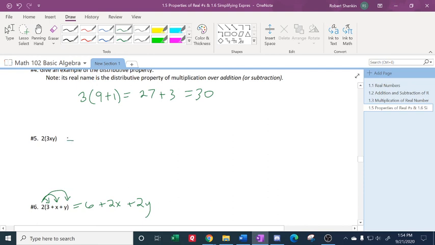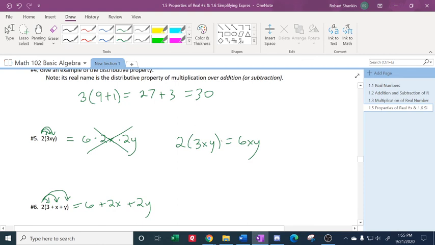Okay, let me do this one. Does anybody disagree with my answer here? Isn't it just 6xy? That is correct. I'm making the classic mistake of distributing, but not over addition or subtraction. So that's not correct. It would have to be just this. There's no distributing.